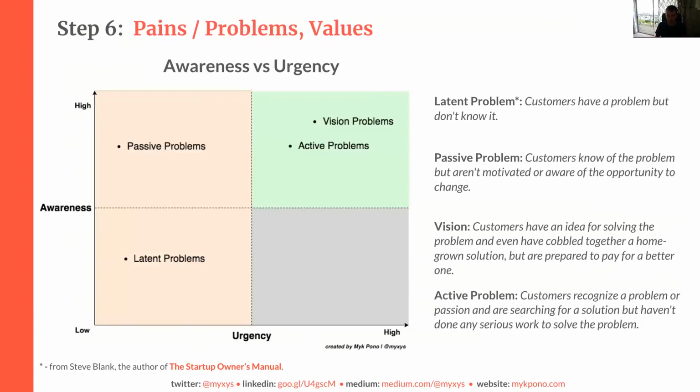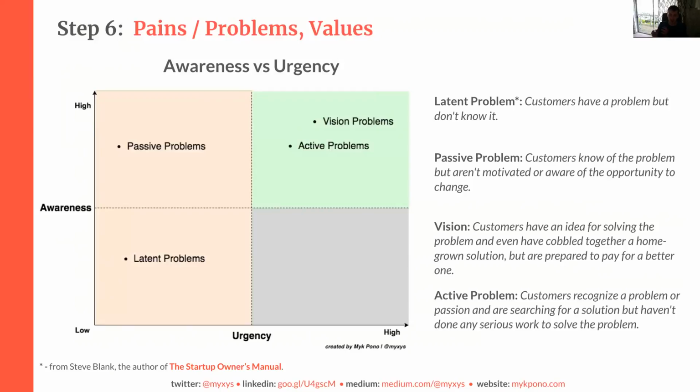Then passive problems. Passive problems are those that they know exist, so they're aware of the problem, but they haven't done anything to solve it. There are multiple reasons why passive problems could happen. Maybe it's very low on the priority list. Maybe the pain is not big enough. That's a good way to categorize problems that have low urgency but high awareness. And then the ideal situation is where you have a high urgency and high awareness problem.